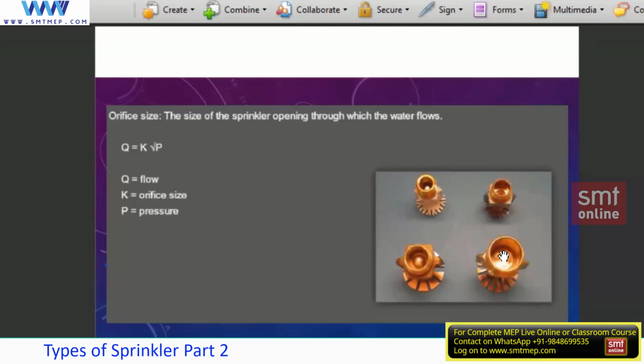K is related to the orifice size. But it's not the orifice size directly, like half inch. Actually, it's a K factor based on the orifice size. But how will we get the K factor? For example, the K factor is 5.6 for a half inch orifice size. So K is with respect to the orifice size, but it's not directly half inch in calculation. We'll consider 5.6. So it means it's related to flow, right?